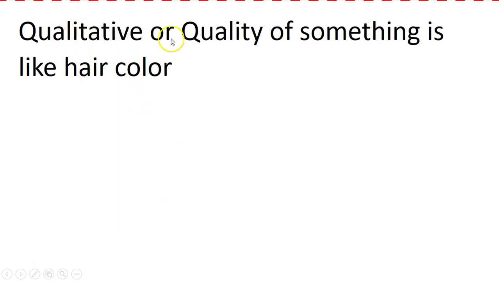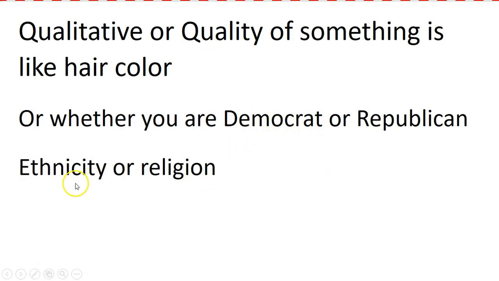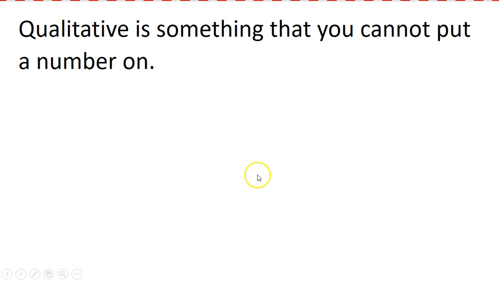And qualitative, or quality of something, is like the hair color. And I think you remember that example that I gave you before. We had a frequency table with hair colors on it, and that would have been a qualitative table. Whether you are Democrat or Republican, that's a quality that you might possess. Ethnicity, religion, those are qualities that you might have, qualitative. Race and gender is another example of a quality about you, making it qualitative.